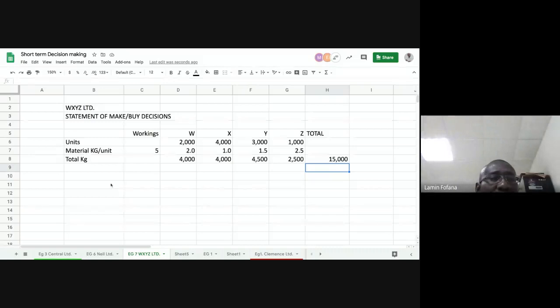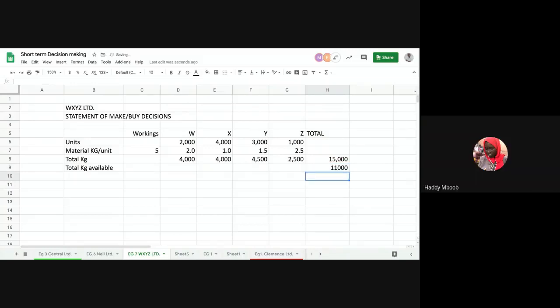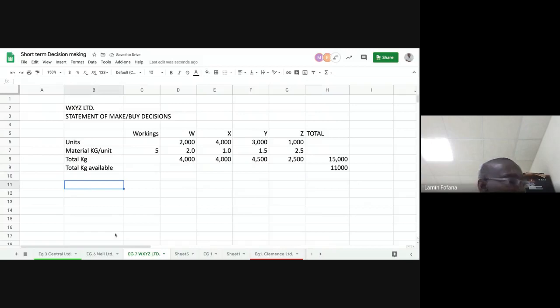Okay, so what's the total kilogram available? Total kg available. What's the total kg available? 11,000. Okay, 11,000. And what is the limiting factor? The limiting factor is the difference, which is the 15 minus the 11.